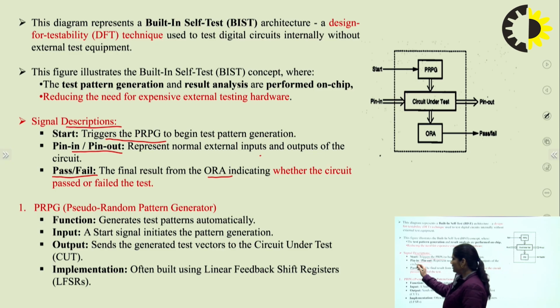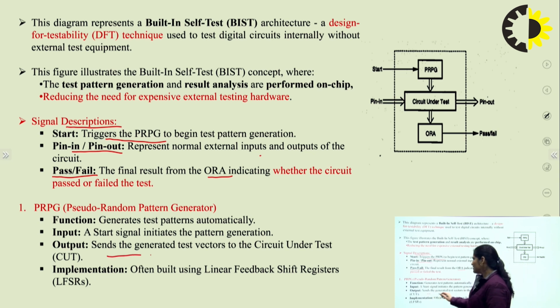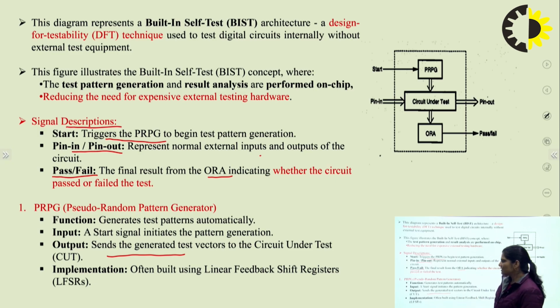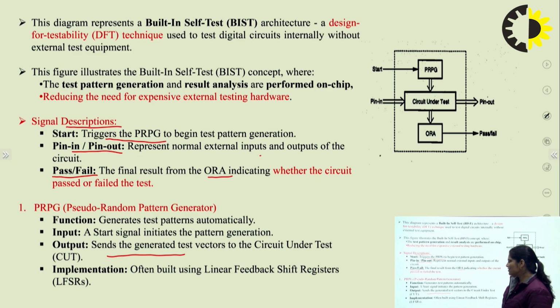Now, in this whole description, first is the Pseudo-Random Generator. Its function is to generate test patterns automatically. The input is a start signal that initiates the pattern generation, and the output goes to the circuit under test, which sends the generated test vector to the circuit under test. Now, we have to do an implementation. That implementation is done by a Linear Feedback Shift Register only.